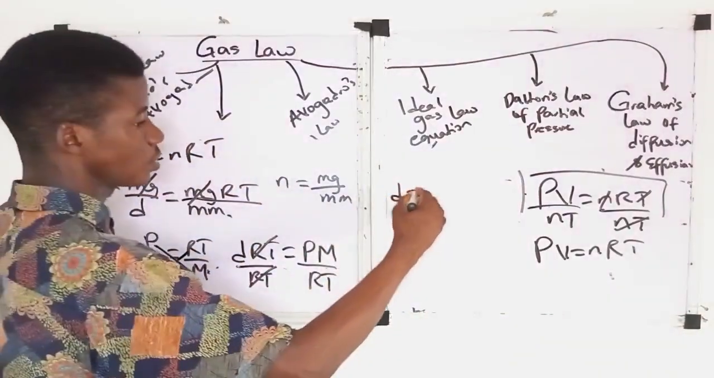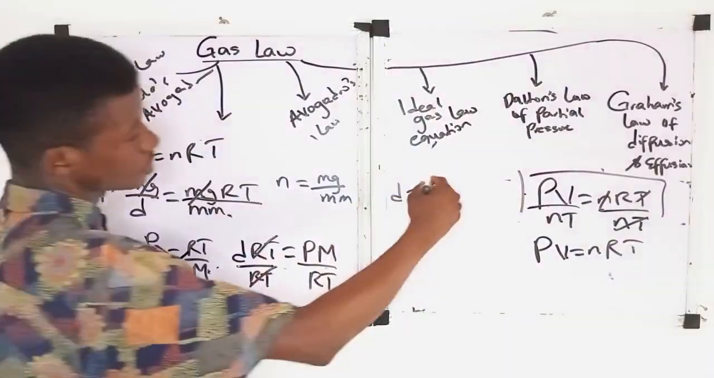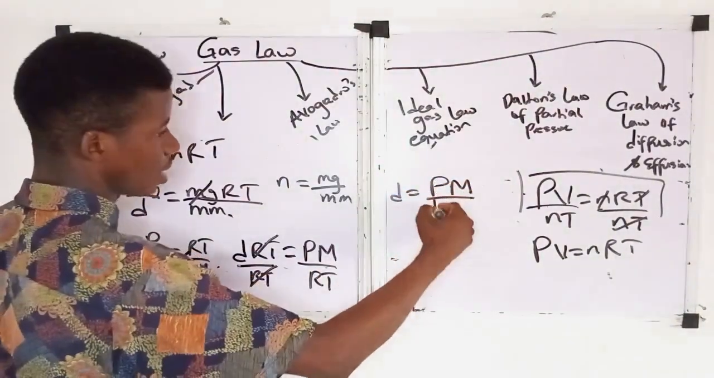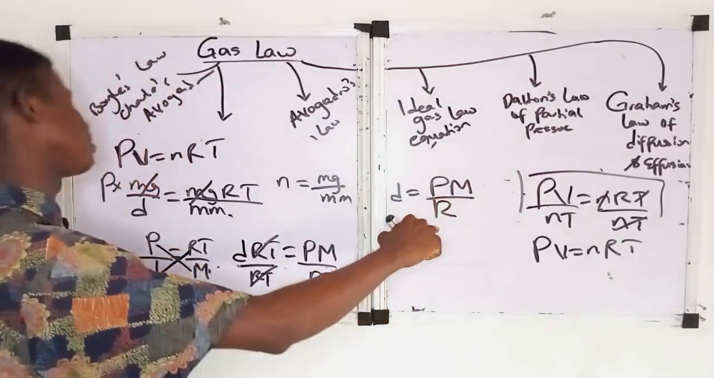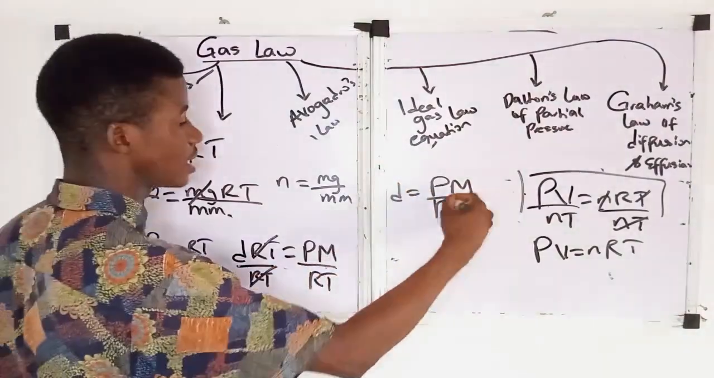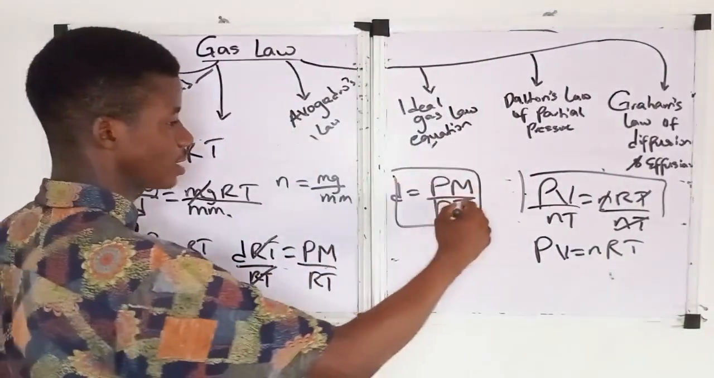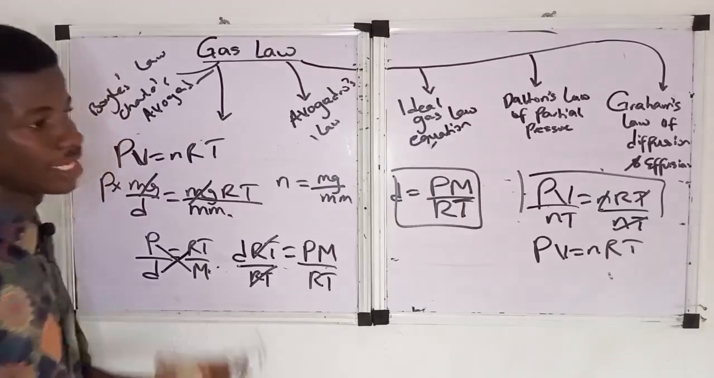Density equals the pressure times molar mass over the gas constant times temperature. So this formula is used when they ask you to look for the density of a gas, under the gas law.